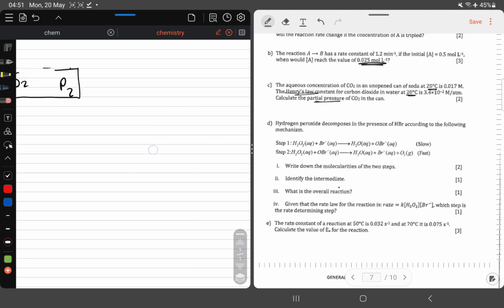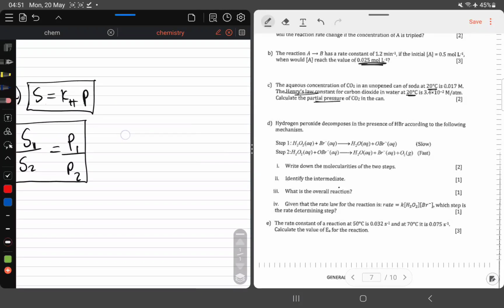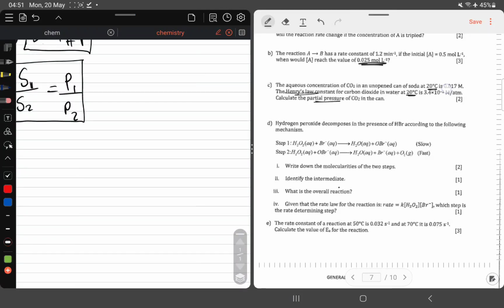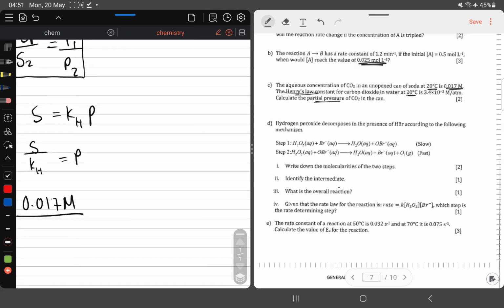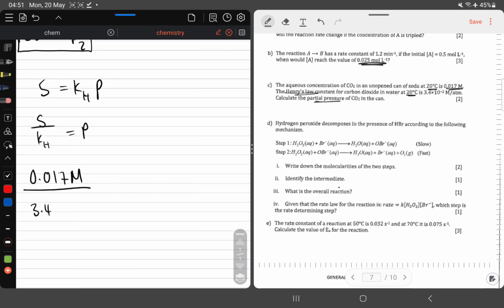Calculate the partial pressure. That means I must have the solubility and the pressure at the same temperature. Here the aqueous concentration, 0.017, is the solubility. So I can say S is equal to KH times P, and here they want the pressure, so P is equal to S over KH. My solubility is 0.017 molar, divided by the Henry's law constant at the same temperature, 3.4 times 10 to the negative 2 molar per atmosphere. This will give me my pressure.